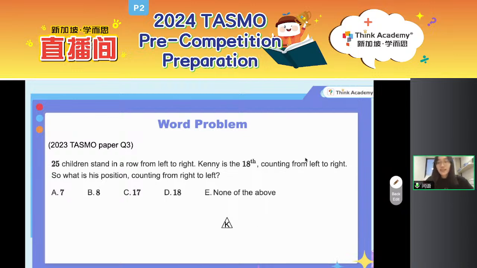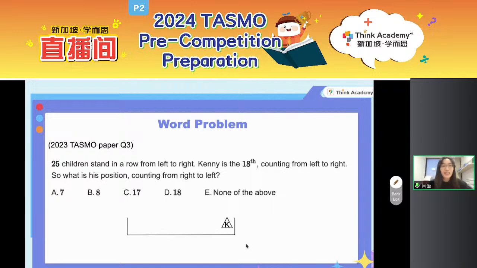So here you can see that when it comes to a queuing problem, usually we try to draw out the diagram, okay? Everyone, don't be lazy, take out a pencil, okay? First, we know that there is a main character called Kenny. So here we just draw a triangle and label a capital K to represent him.